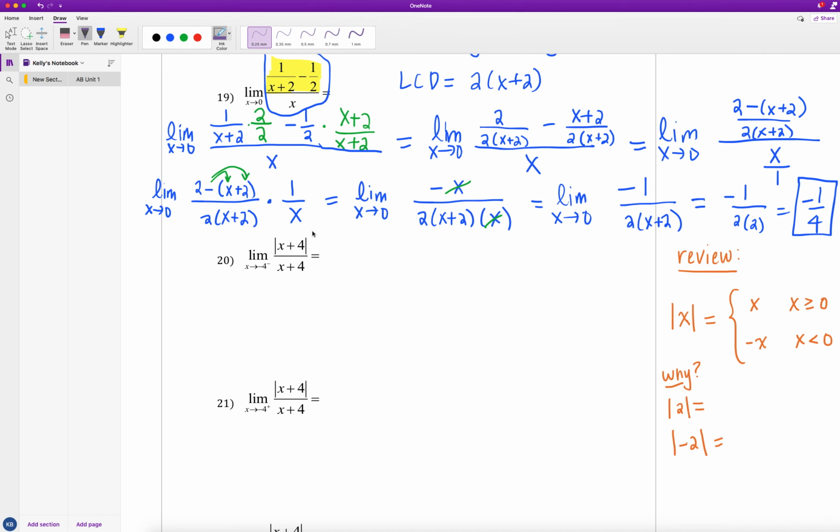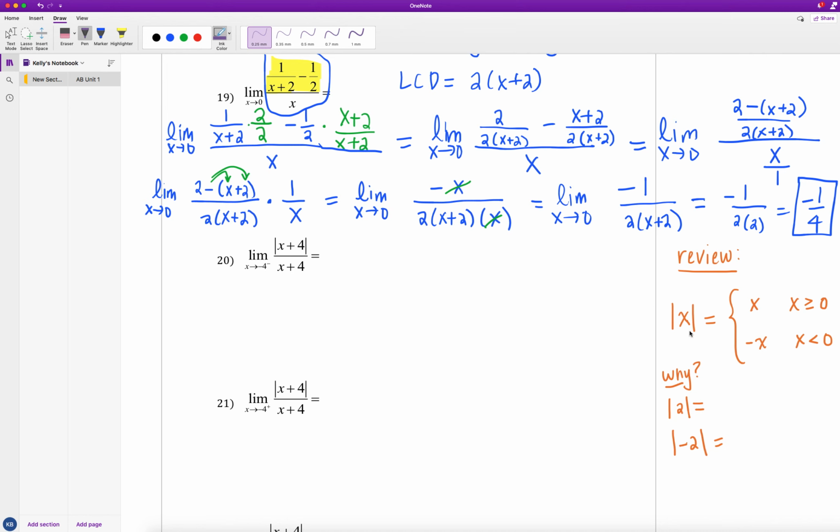If there weren't absolute value bars, then I could just cancel the x plus 4s and say that I'm taking the limit of 1. But I can't just ignore the absolute value bars. I have to think about what's happening there. And that's where our review over here comes into play.